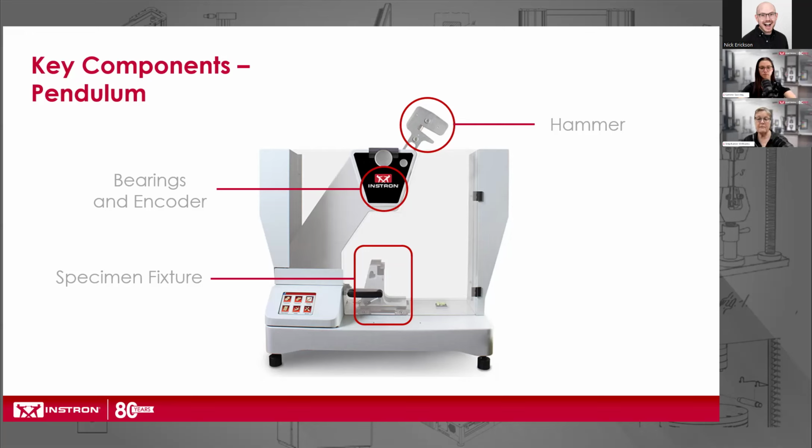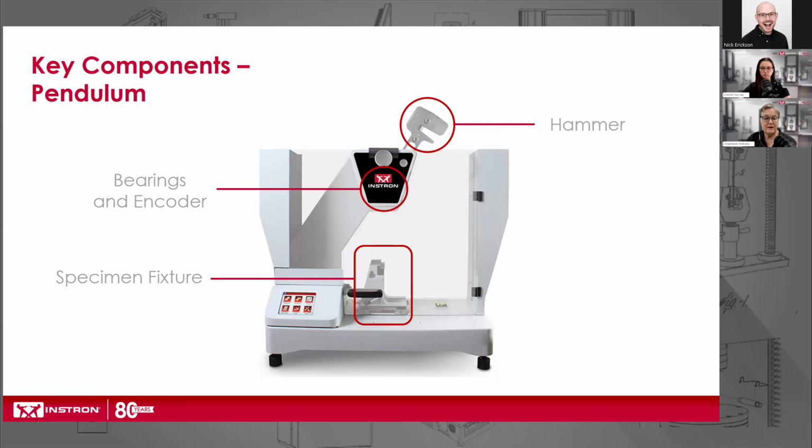So the key measurement that we're taking away is the energy absorbed. The machine measures the energy absorbed by knowing the top release angle. As it swings down through the specimen, it reaches a height on the other side at a different angle. And then we subtract the two angles and then subtract a windage correction factor for the bearings and the encoder that are putting drag on, and we get the energy absorbed value.